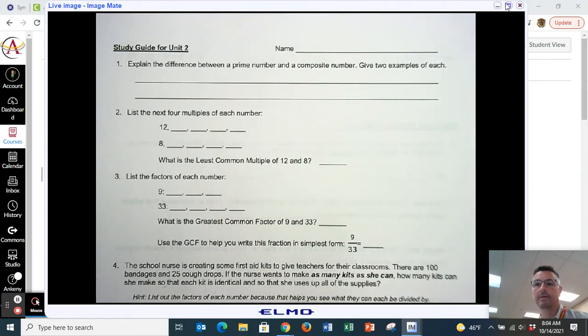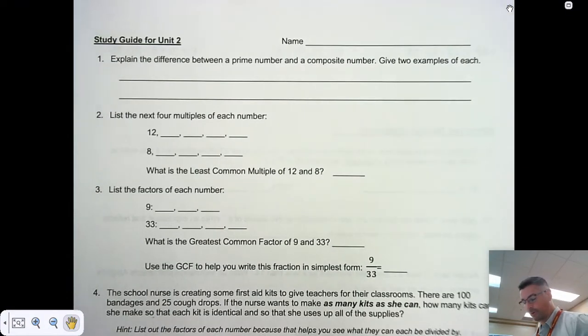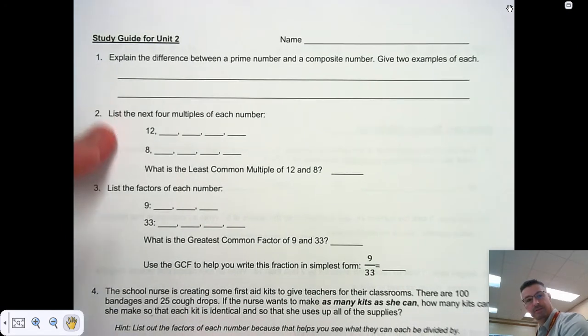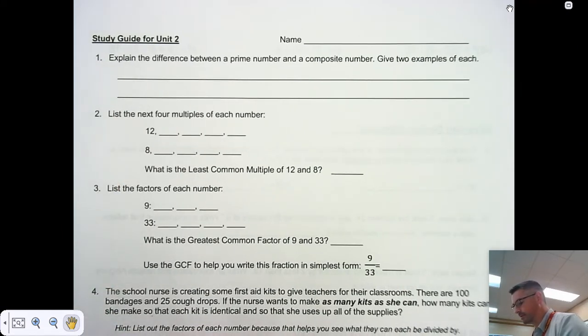All right, here are the explanations for your study guide. I'm going to do the first page as a video, and then I'll do the back page as a video.